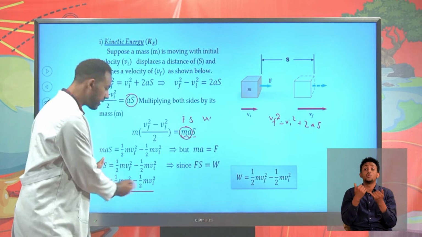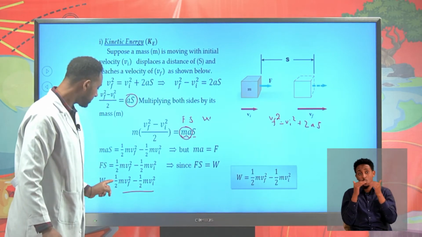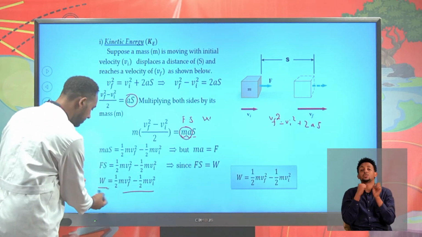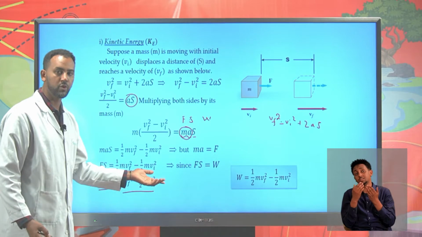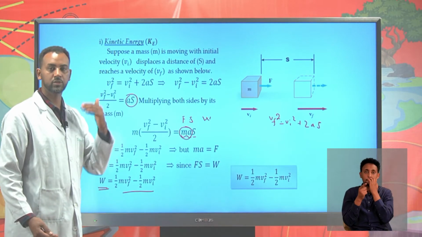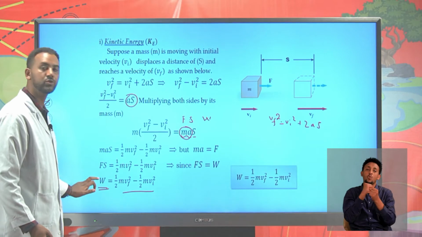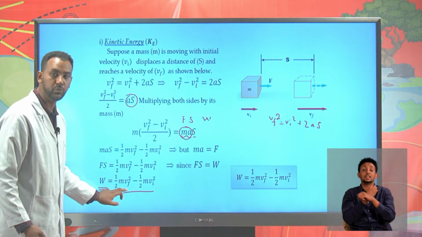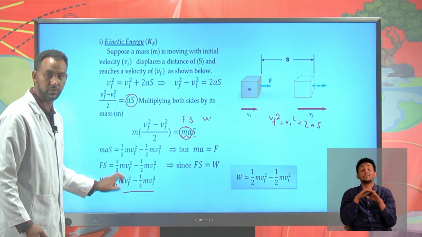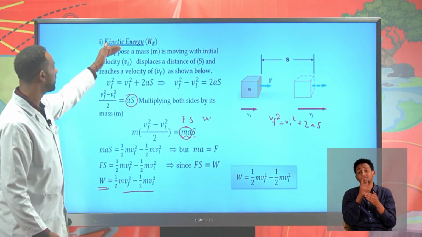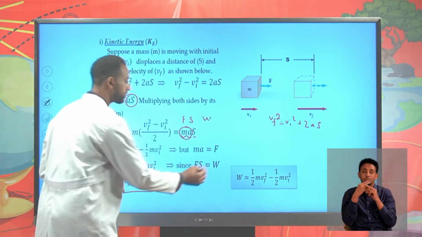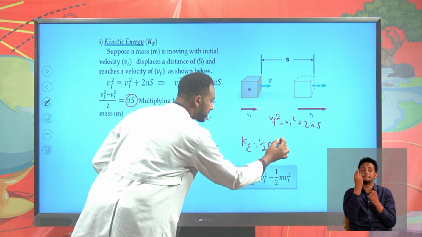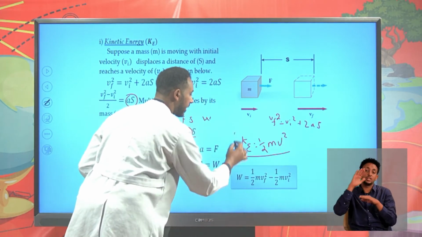Now the quantity 1 over 2 mv squared enables us to perform work. The change of something enables us to perform work. What is that? The ability or the capacity to perform work is known as energy. So what kind of energy is this? This is energy due to motion of the particle, or energy due to the velocity of the particle. Therefore, this is what we call kinetic energy. The product of 1 over 2 mass times velocity squared is called kinetic energy.